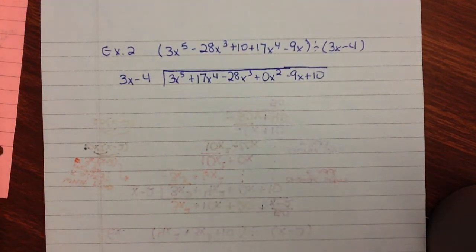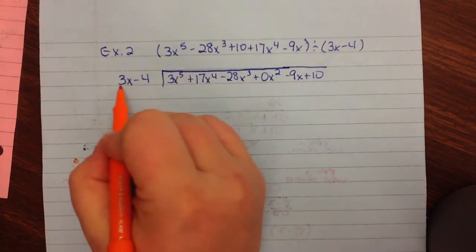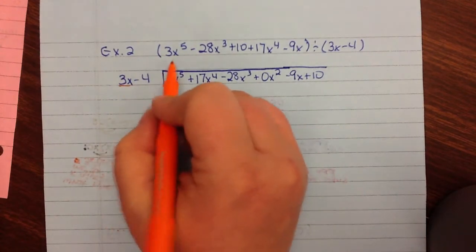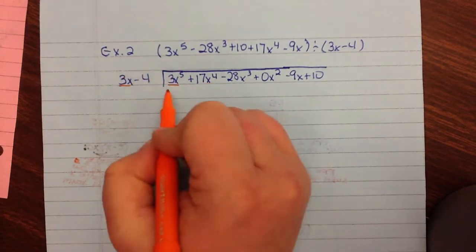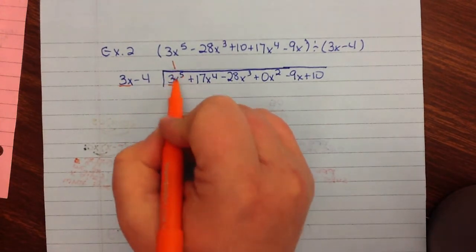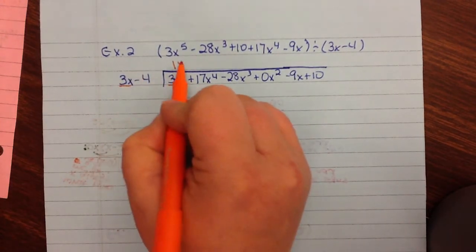So remember the questions we think to ourselves. We think, what times 3x gives me 3x to the fifth? So what up here times 3x gives me 3x to the fifth? Well, what times 3 gives you 3? 1. We need x to the fifth. We only have x to the fourth.